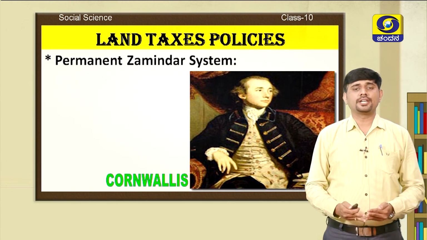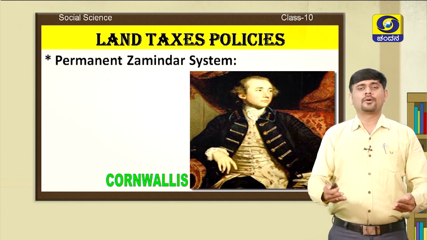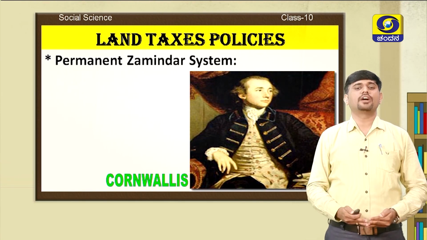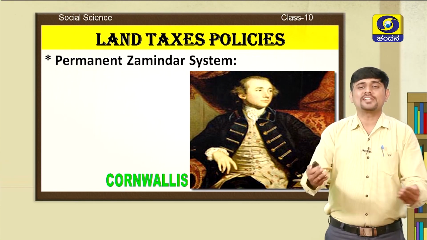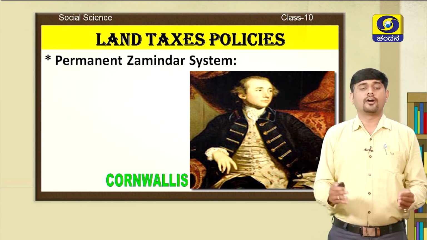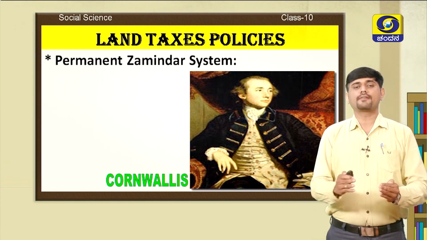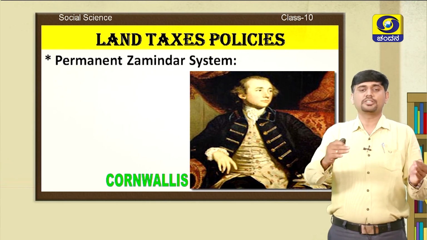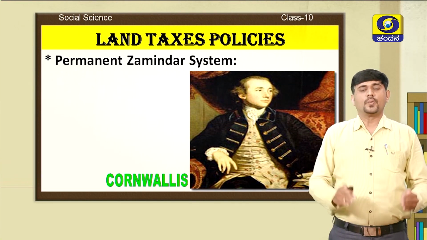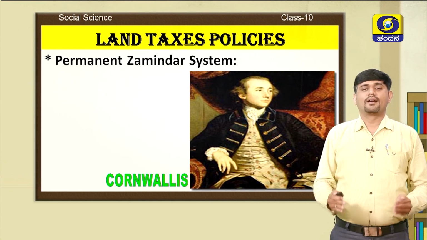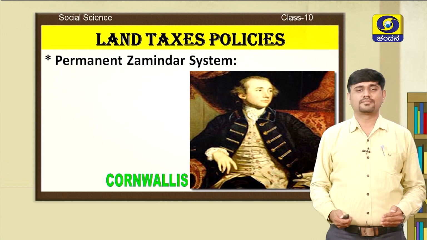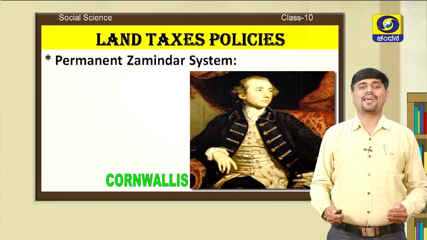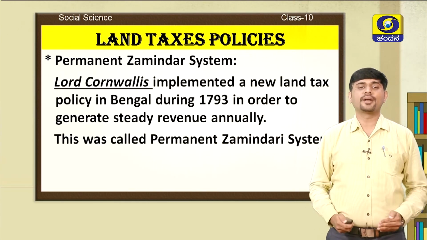Followed by the military reforms, let us study the land tax policies of the British government. Among them, one of the most important land reforms, the first one, was the permanent Zamindar system, or Zamindari system, which was introduced by Lord Cornwallis. The first land reform of the British government.